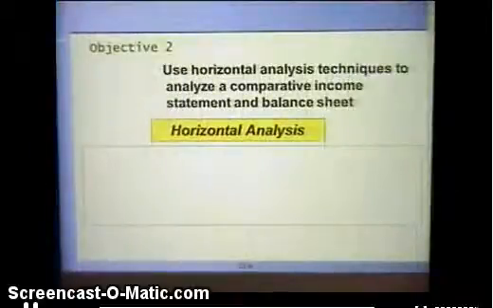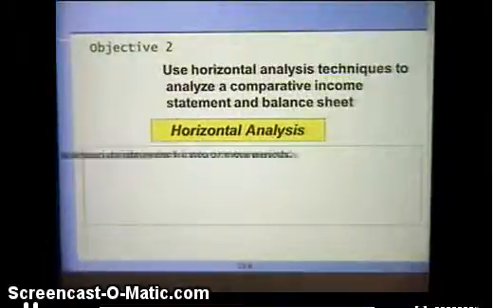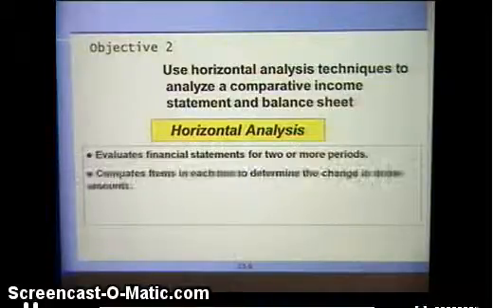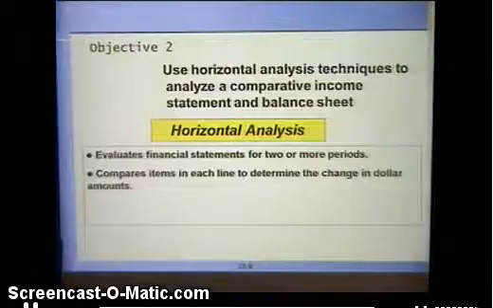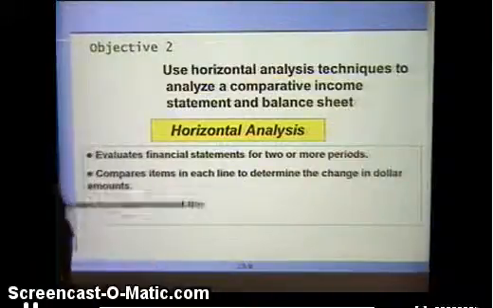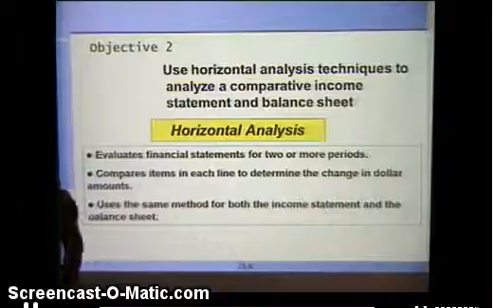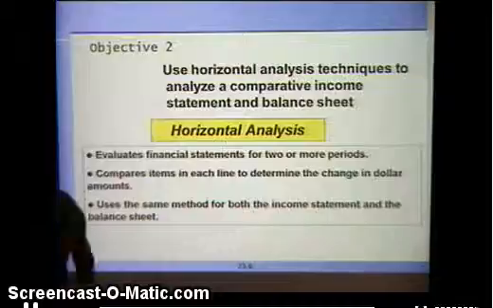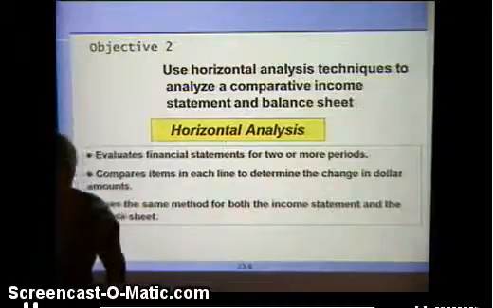Okay, horizontal analysis. We're going to evaluate normal periods. We talked about that: comparing each line item to determine the change in the dollar amounts. We use the same method for both to compare, and we just talked about it and saw it.